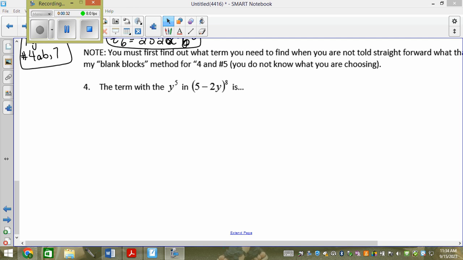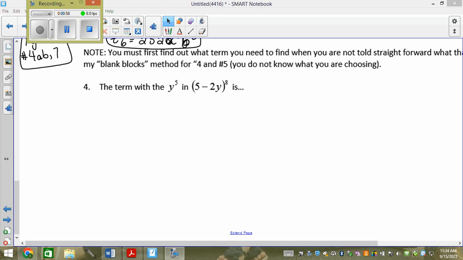This one here says: find the term with y^5 in (5 - 2y)^8. So we talked about this. One more than the exponent is the total number of terms, so there are 9, right? You can go t1, 2, 3, 4, 5, 6, 7, 8, 9 if you wanted to find all the different terms. That would take a long way to find out which one has y^5. So we're hoping to not have to use that method where you have to find every term until you get one with a y^5, right?